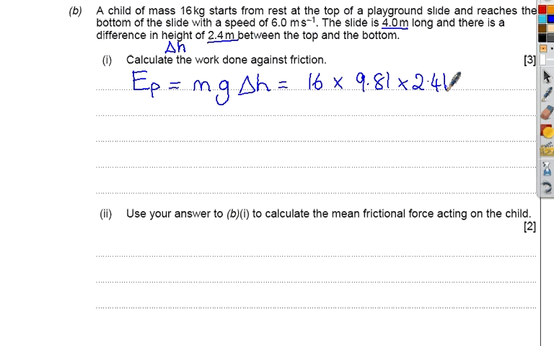2.41. Okay, and that comes out at, I need the calculator, 16 times 9.81 times 2.41, 378 joules.